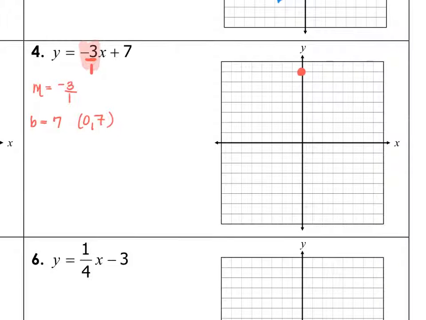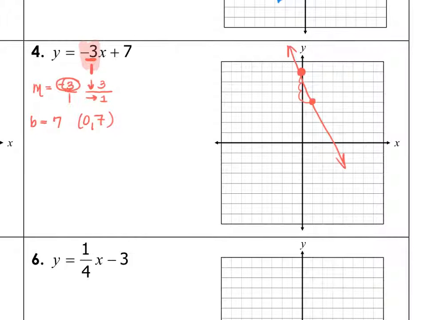Okay, and now we're going to travel the slope to my next point. This is rise over run. So I'm going to go this way, 1, but instead of going up 3, I'm going to go down 3 because it's negative. So down 3 and right 1, down 3 and right 1, down 3, 1, 2, 3, and right 1. That should get me my line.